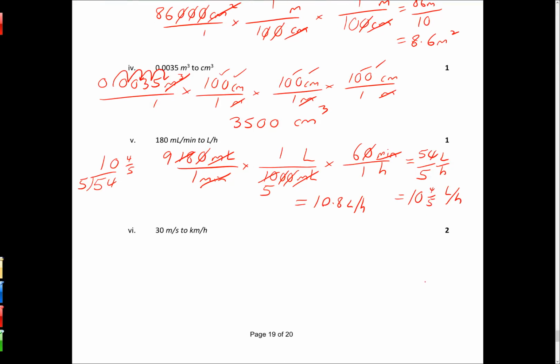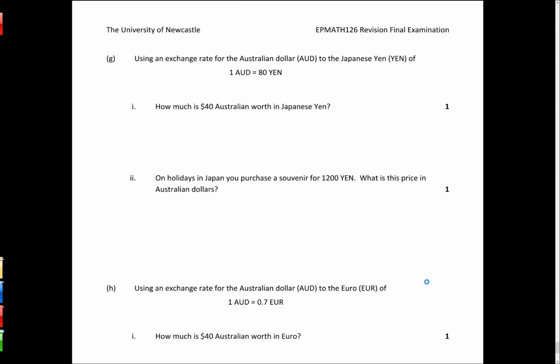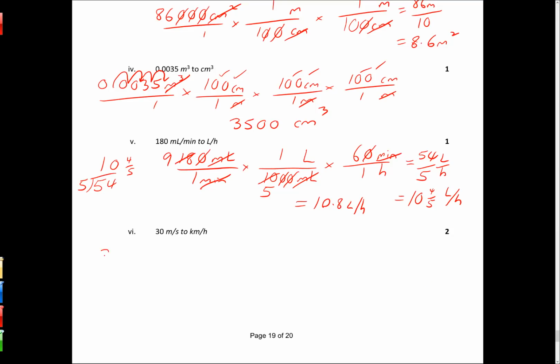Next one, 30 metres per second. Here's 30 metres per single second. Metres is going to kilometres, seconds is going to hours. Let's get rid of the metres first. M on top, M on bottom. M replaced with km. I know 1 km equals 1,000 m. Metres is gone.